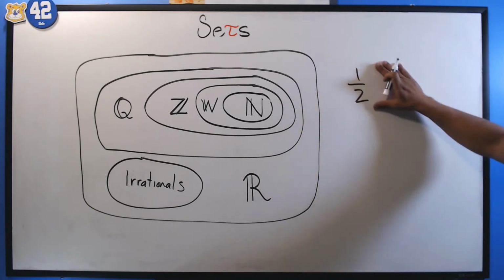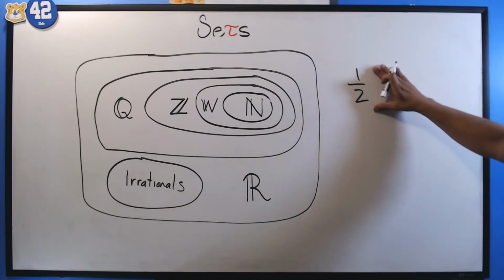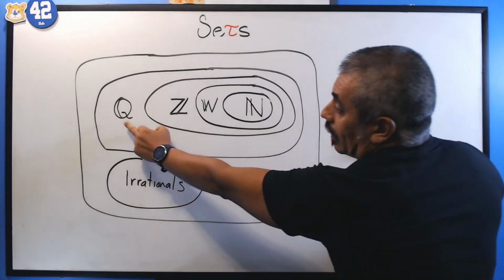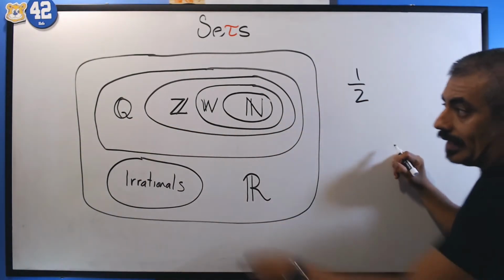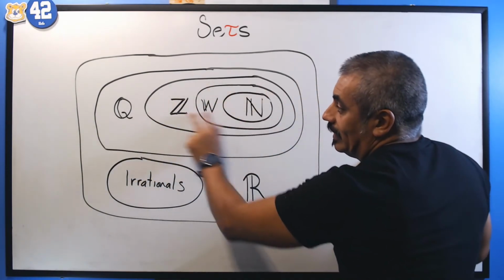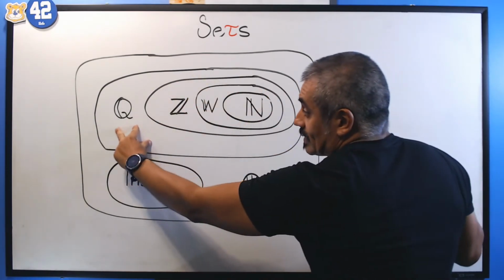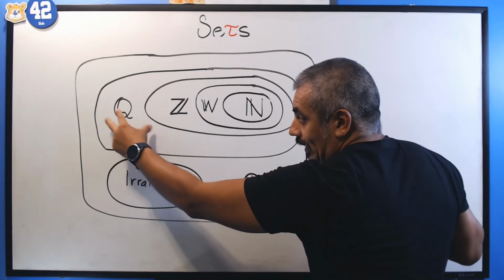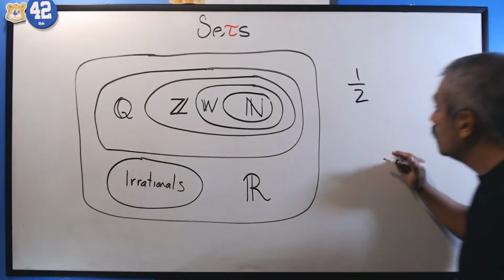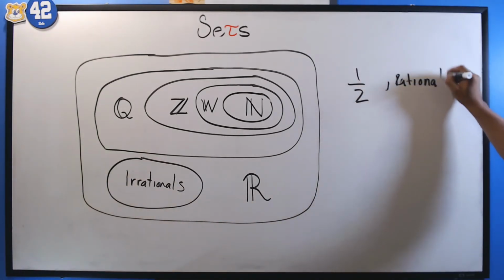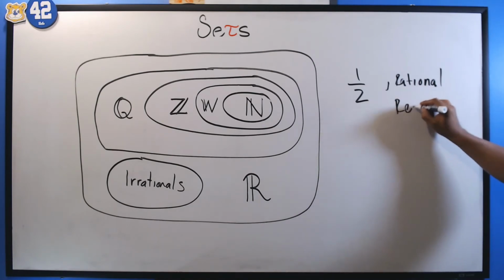So let's take a number like 1/2. 1/2, because it's a fraction, it's going to be a rational. Now, because it's a rational, it's out here, so it's not any of these. And because it's here, it's also not irrational. But it is a rational and a real number. So we say this is rational and it's also a real number.